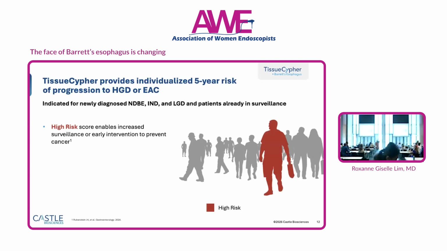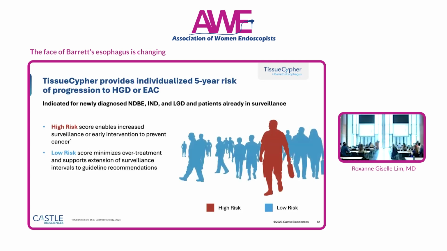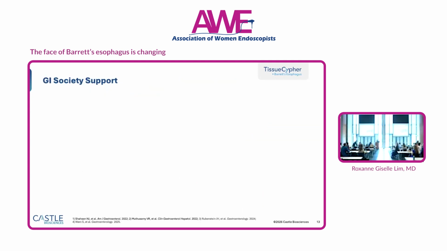A high-risk score enables increased surveillance or early intervention. On the other hand, a low-risk score minimizes overtreatment and supports extension of surveillance intervals to guideline recommendations.